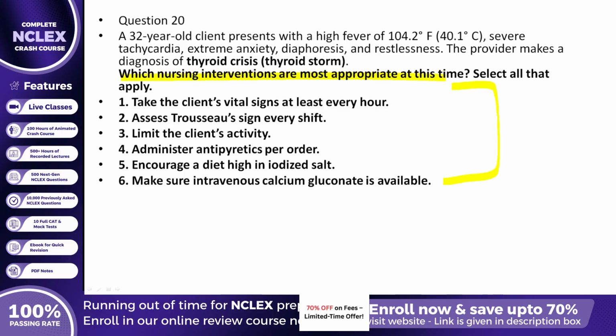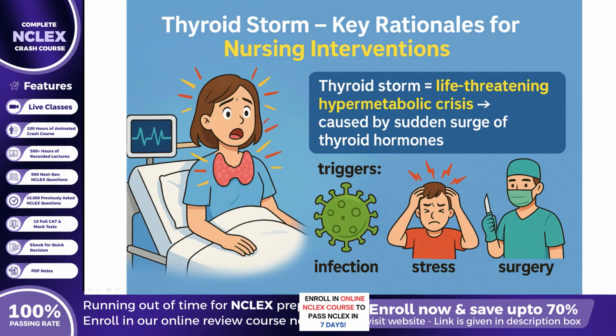The first option is to take the client's vital signs at least every hour. The second option is to assess Trousseau's sign every shift. The third option is to limit the client's activity. The fourth option is to administer antipyretics per order. The fifth option is to encourage a diet high in iodized salt. And finally, the sixth option is to make sure intravenous calcium gluconate is available. The correct responses are option 1, option 3, and option 4. Let me walk you through the reasoning behind each one.